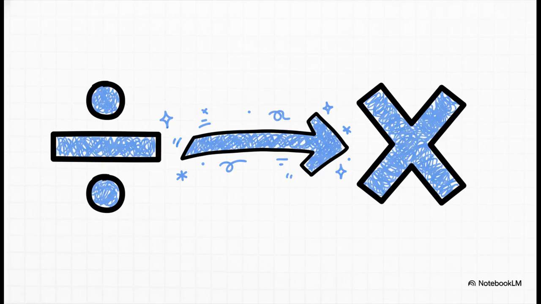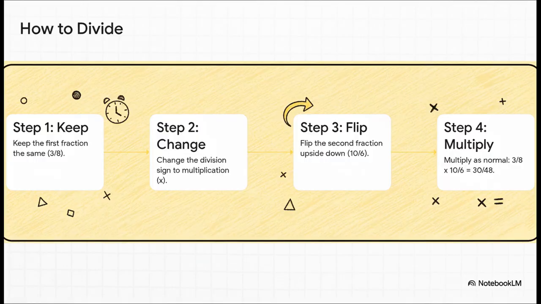Well, here is the big secret. You never actually divide fractions. No, really. You use a clever little trick to turn every division problem into a multiplication problem, and we already know how to do that. The trick is called keep, change, flip. It's so easy to remember. You keep the first fraction exactly as it is. You change the division sign to a multiplication sign. And then you flip the second fraction upside down. Then it's just a normal multiplication problem.